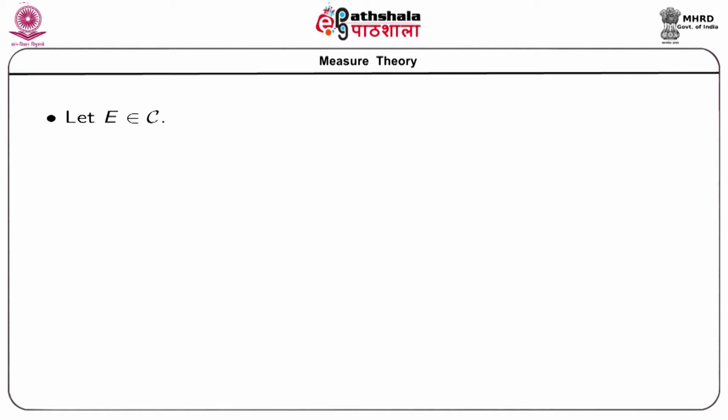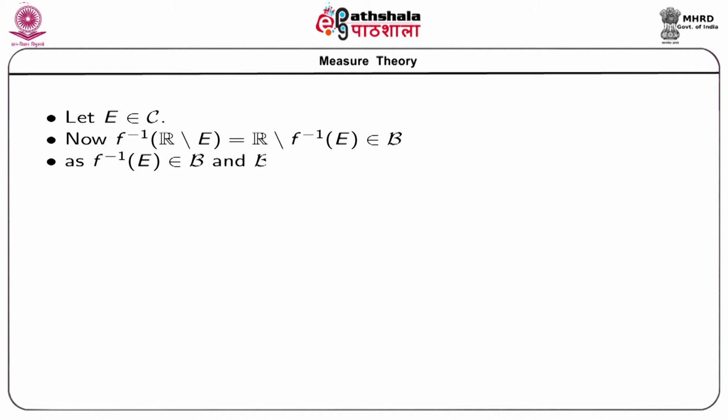For this, we start with a member E from C. Now, f inverse of R minus E is equal to R minus f inverse E, and it belongs to the class B. As the set f inverse E already belongs to the class B and B is a sigma algebra, it is closed under complementation. So, E complement equal to R minus E belongs to C.